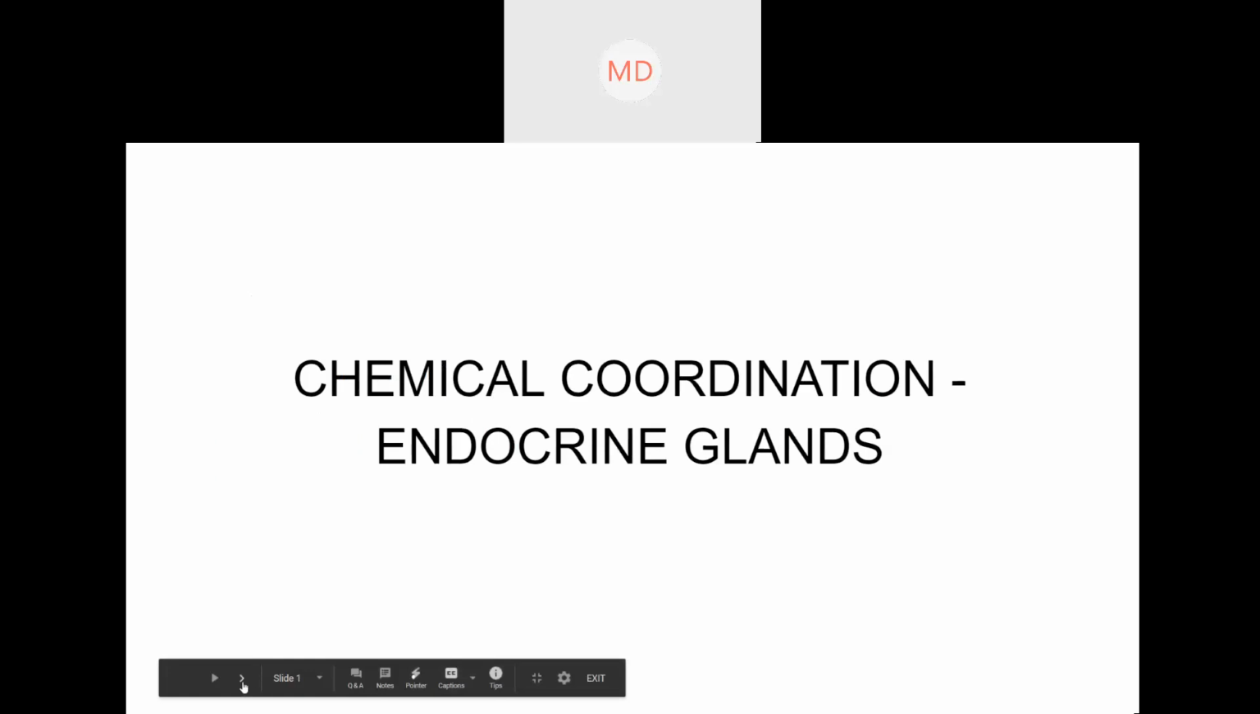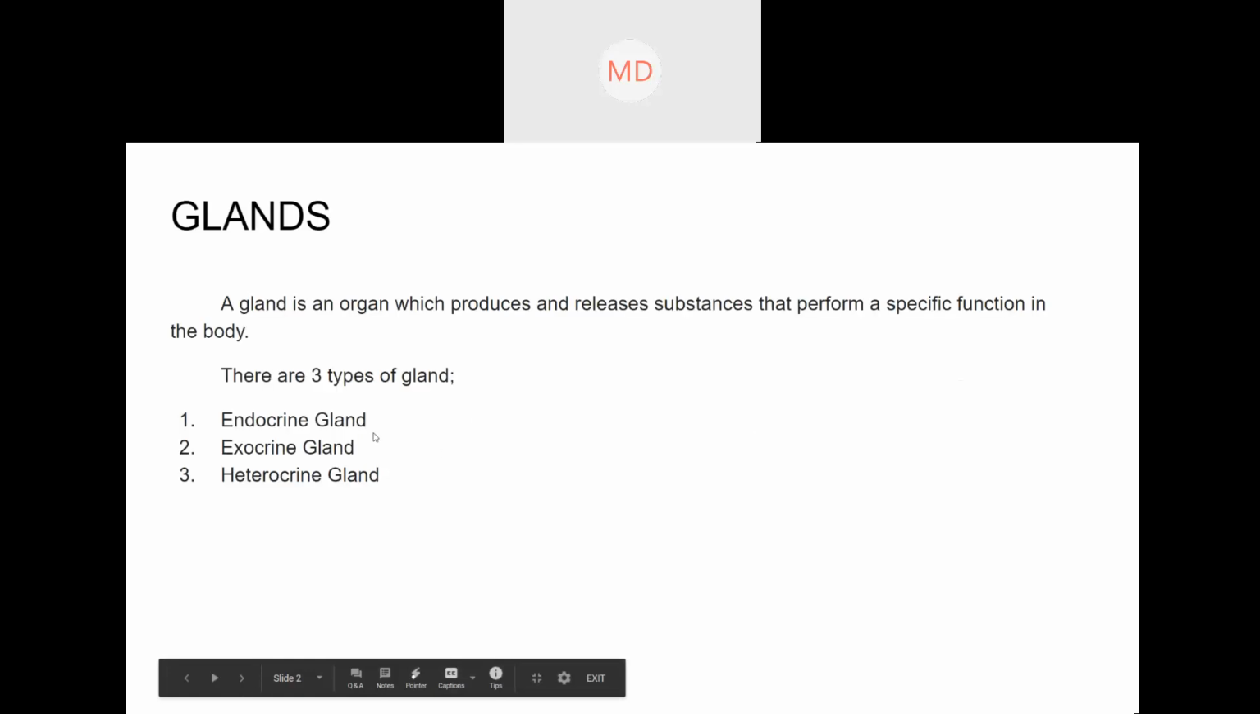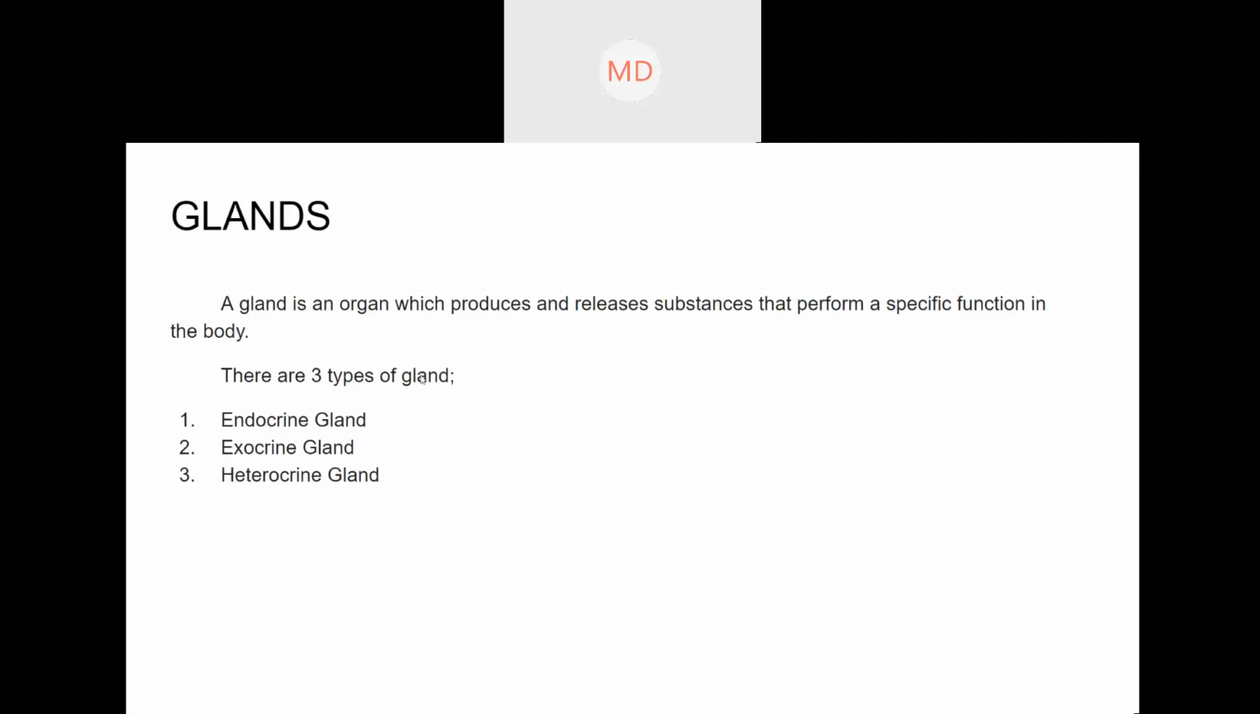So the chemical is the hormone, and the hormone is produced by the endocrine glands. Okay, so gland, this is the definition for gland. A gland is nothing but an organ which produces and releases substances. Substances means it might be hormones, it might be saliva. Saliva is released by salivary glands. Then sweat.